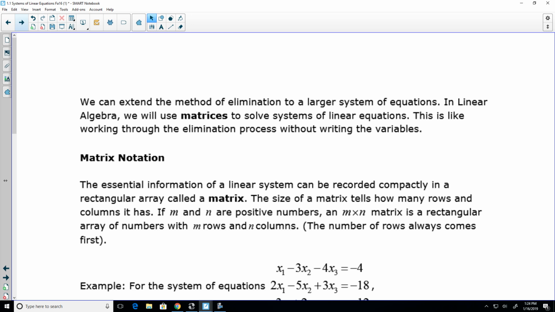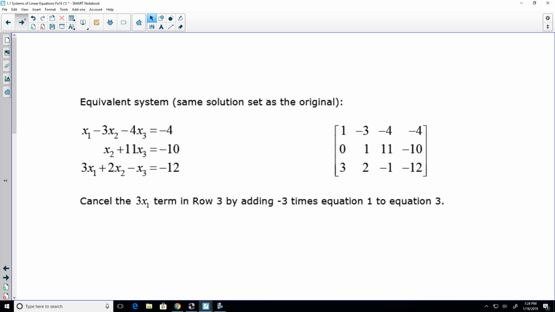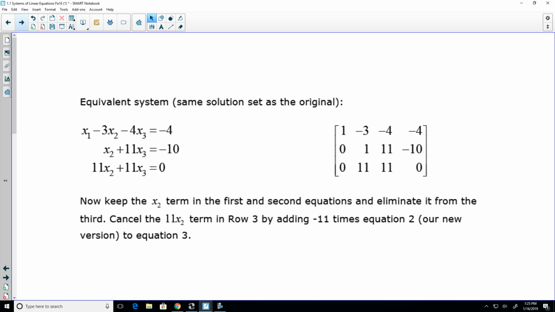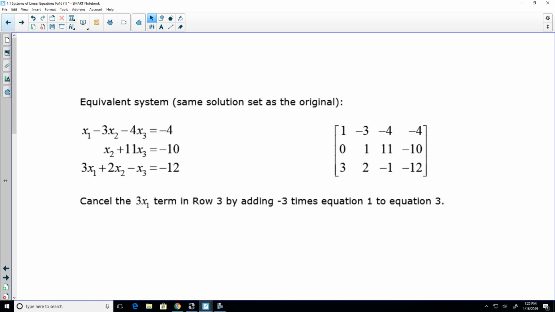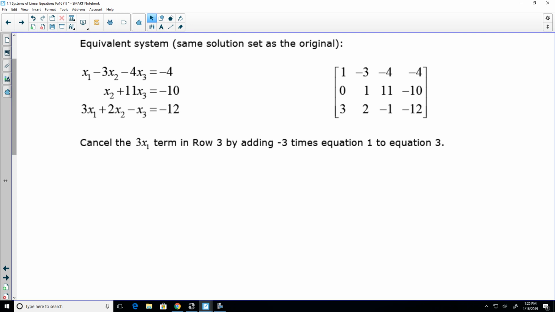So you do this here, right? So how did this become a 0?